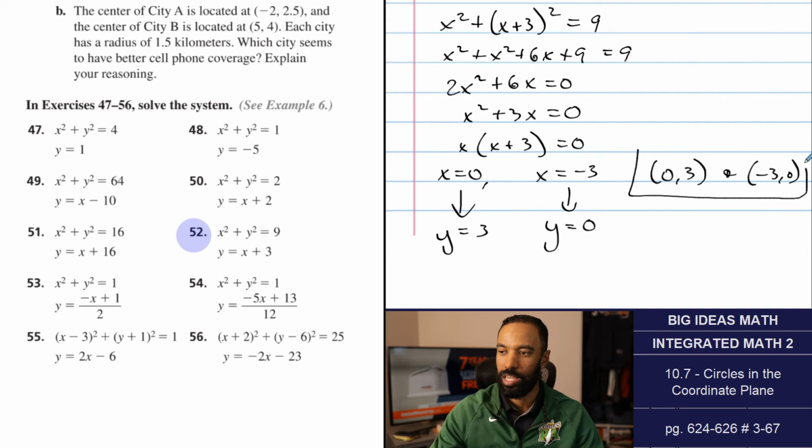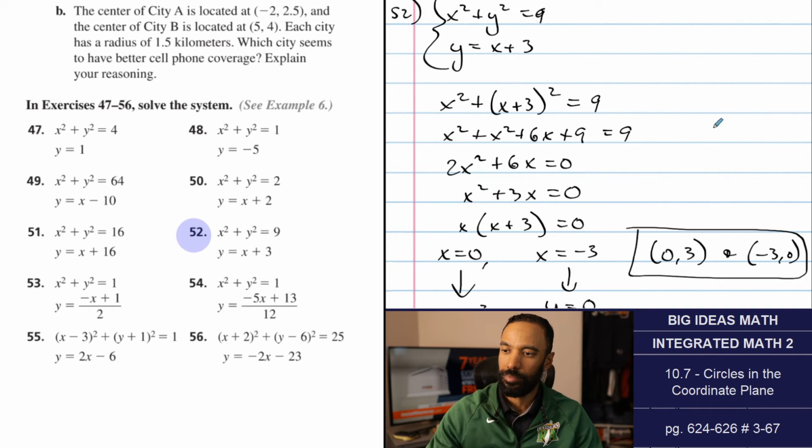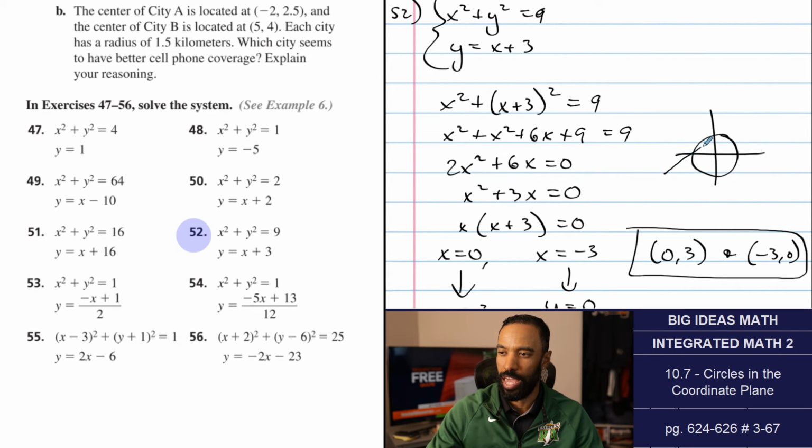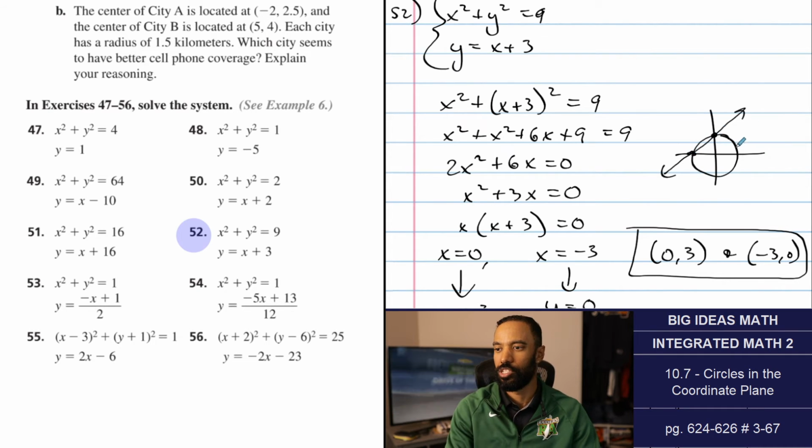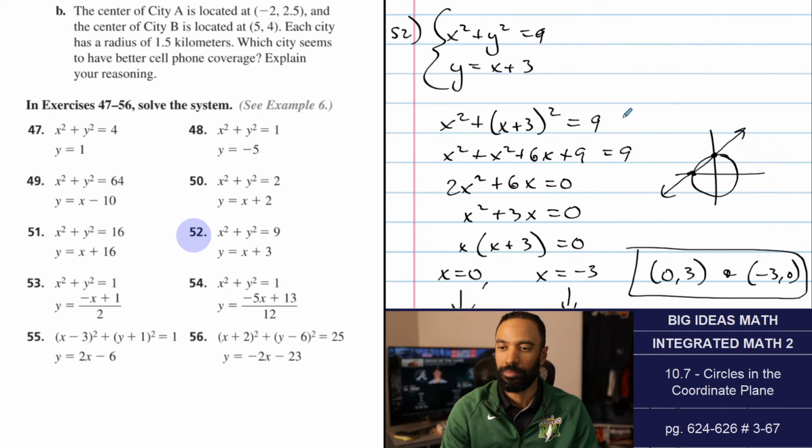Yes, this makes sense. This graph set, it's like here's the circle, and the line crosses through there and there as it goes along. Those are the 2 points that it's going to hit. (0, 3) and (negative 3, 0).